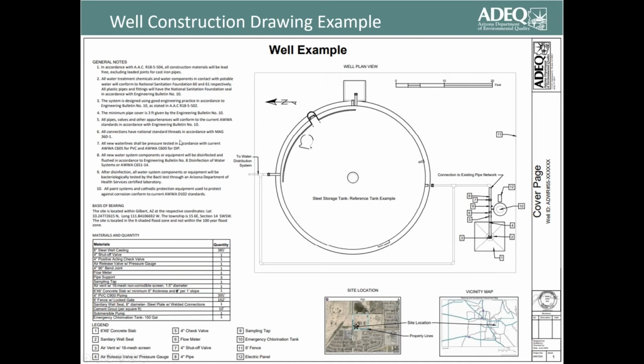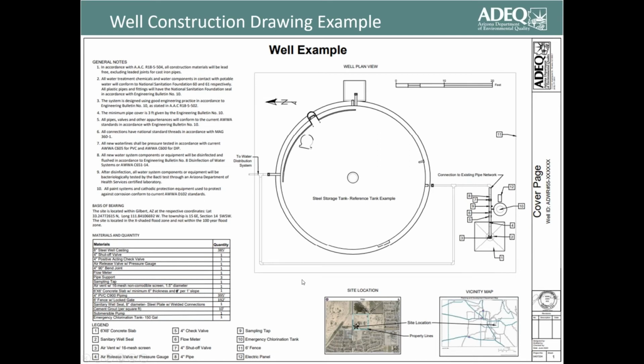So these are the notes that we look for in the construction plans, whether it's a water line, storage tank, well, treatment. So just make sure that this is included in your construction plans. And then we also look for the basis of bearing to give us a better idea of where the project is located. And as I had mentioned, that materials and quantity list is typically for a water line, but here is just an example. We could see it's an 8-inch steel well casing, 385 feet, and it just lists any components that are associated with the project.